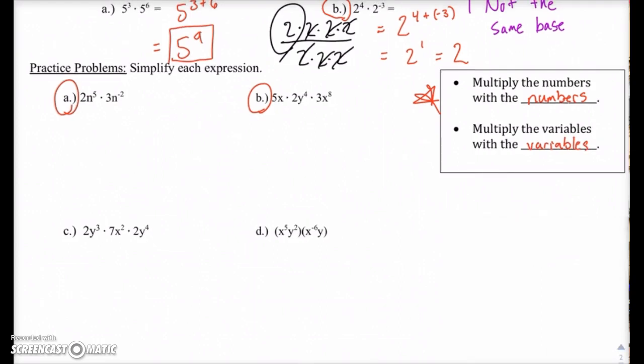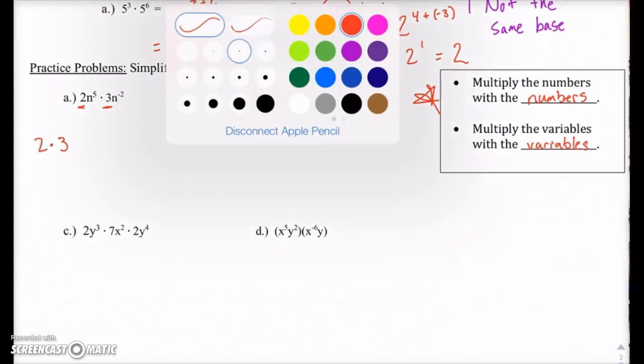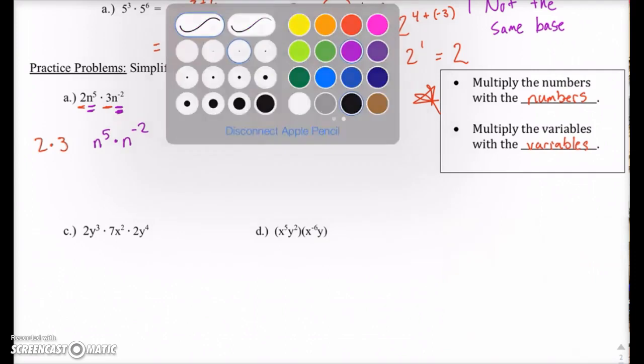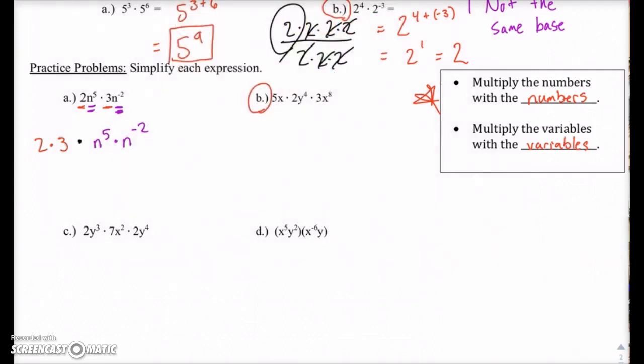So what we're going to do here is looking at part A. Where are my numbers? It's 2 and 3, right? So we're going to multiply that together. 2 times 3. And then what about for my variables? It's the n's, right? So it'll be n to the power 5 times n to the power negative 2. Keep in mind, this multiplication symbol is still in the middle. So simplifying this would just be 6.